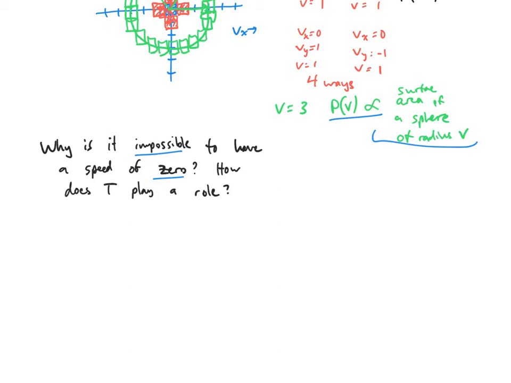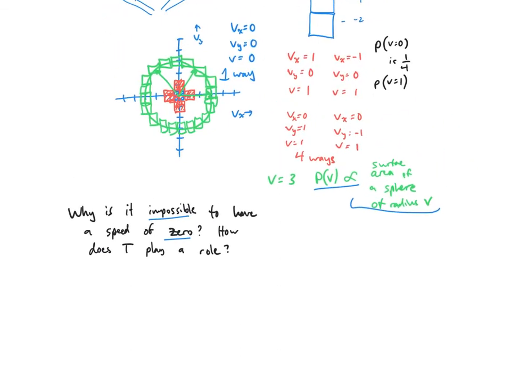0, which is 0. Another way to think of that is to consider this situation up here where I'm using infinitely small boxes. If the speed is non-zero, then you have infinitesimally small boxes, but you have a large number of them. And so that's how you're able to get some probability. But down at that tiny little central point, it's so infinitesimally small that it's impossible to get a speed of 0. And what role does T play?